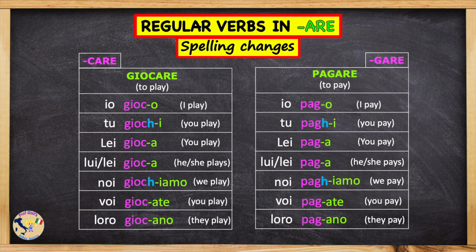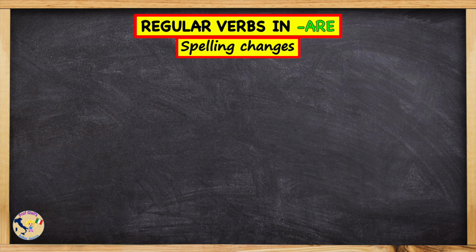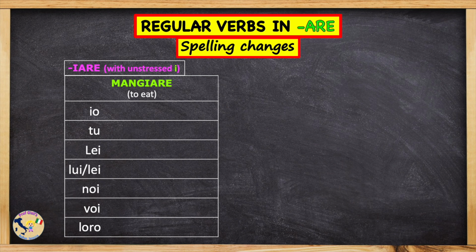Let's now look at the spelling changes in verbs ending in iare, starting with mangiare, to eat. As we've done with the previous verbs, we remove the are ending from the infinitive form mangiare and we get the verb stem mangi. Here the root presents an unstressed e because the stress falls on vowel a, mangi. Bear this in mind because it is the presence of e that determines spelling changes for some conjugated forms. Let's look at the conjugation.